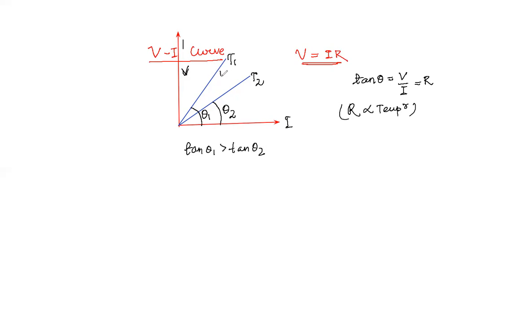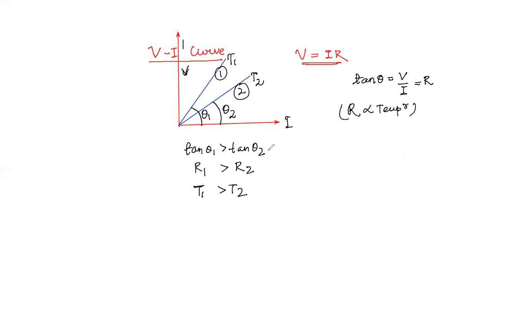So if I'm going to write it as 1 and the second one is 2, clearly we can say that the resistance of the first one is more than the resistance of the second one. Resistance of the first one is greater than the resistance of the second one, right? And as temperature is also directly proportional to the resistance, we can write T1 is greater than T2. T1 is greater than T2, right?